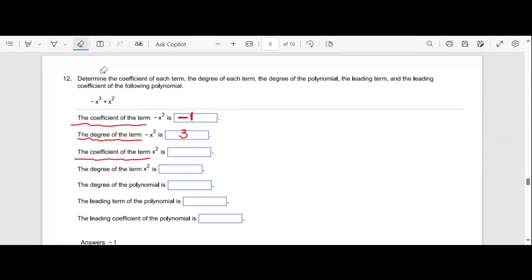2? No, wrong. He said the coefficient, he didn't say the degree. No, wrong. 1. He said the coefficient. 1, correct. And what's the degree? 2. x squared, 2. What's the degree of the whole polynomial? 3. Right. The degree is the highest one, which is 3.